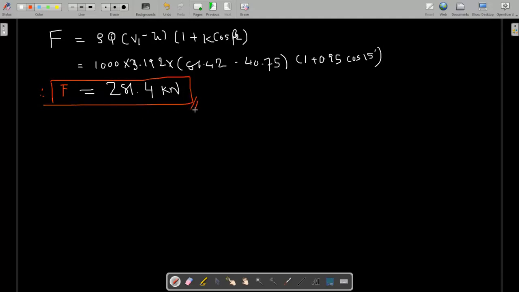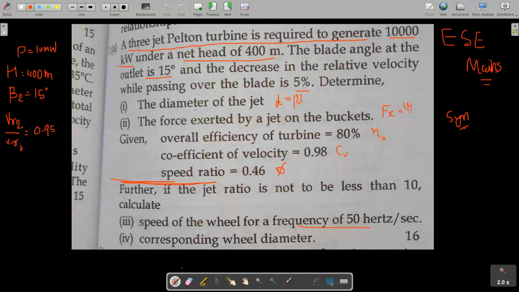Now the main concept, this is new for everyone. If the jet ratio is not to be less than 10, then calculate the speed of the wheel for the frequency of 50 hertz and the corresponding wheel diameter. So this is something new.